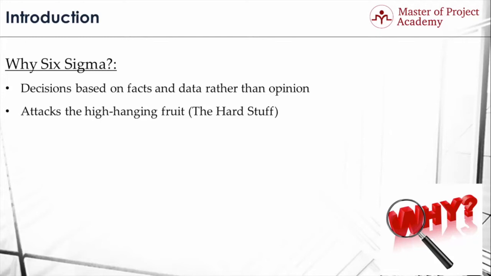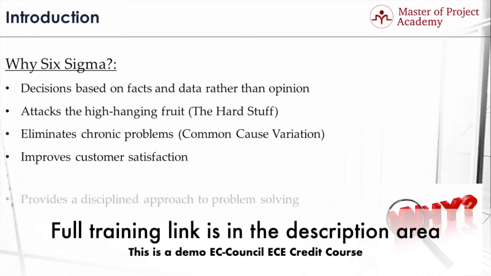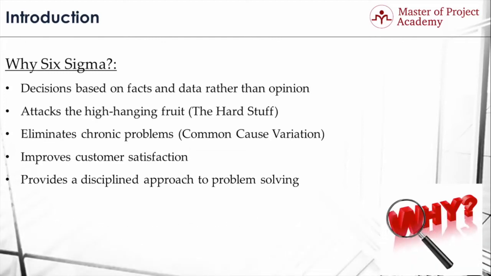Six Sigma addresses complex or critical pain areas first. It eliminates chronic problems in your process. Chronic means of long duration or lasted for a long period. Once the chronic problem is eliminated, it improves customer satisfaction. The customer could be your internal or external customers, depending on the setup you are engaged into. Six Sigma is a disciplined approach to problem solving. Please note here that Six Sigma is not a new way, but a different way to address and solve problems. As a result, it does help to change the working culture in an organization.